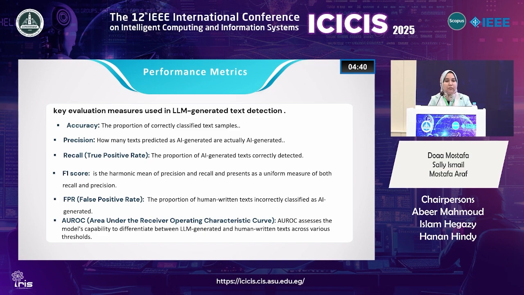Key evaluation measures used in large language model generated text detection: accuracy, the proportion of correctly classified text samples; precision, how many of the texts predicted as AI are actually AI; recall, or true positive rate or sensitivity, the proportion of AI generated text correctly detected. The F1 score is the harmonic mean of precision and recall. False positive rate, the proportion of human written text incorrectly classified as AI. The AUROC evaluates the model's capability to differentiate between human and AI text under various thresholds.